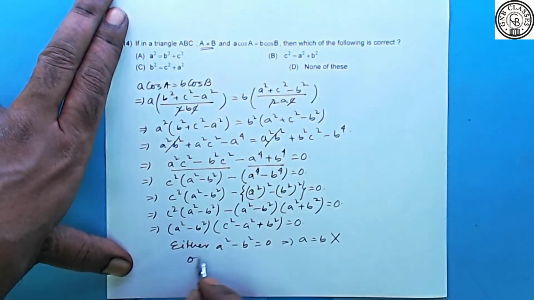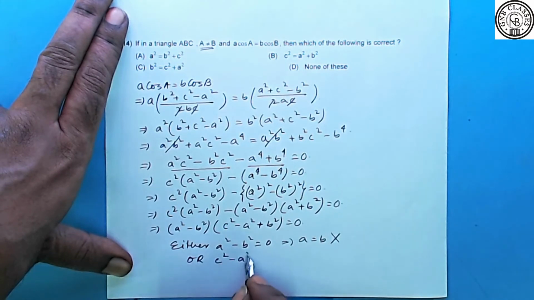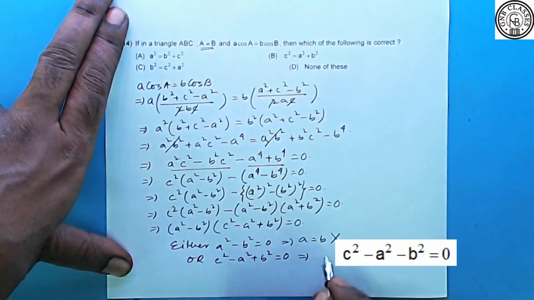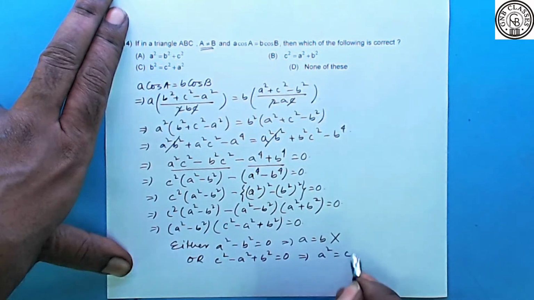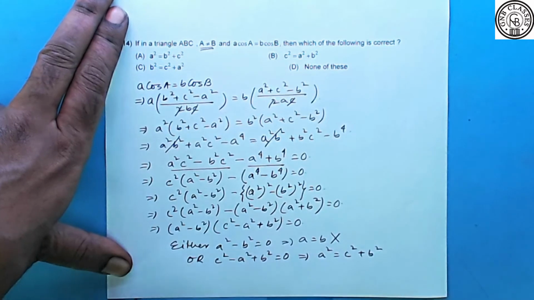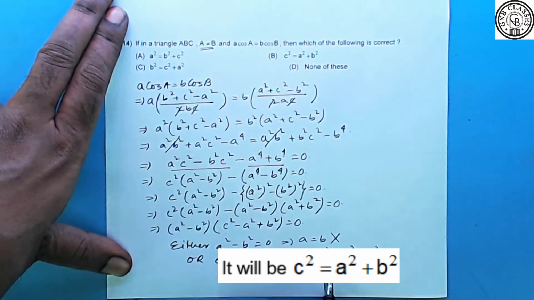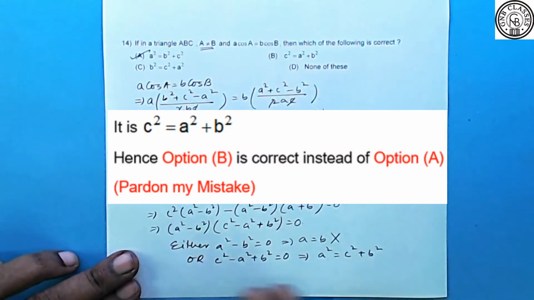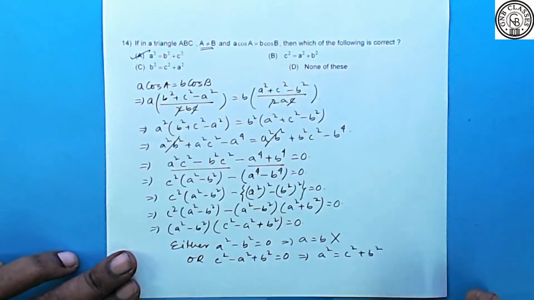Therefore, our next option is correct, which is c square minus a square plus b square equals 0, implies a square equals c square plus b square. Option A is correct in this case. Is it clear?